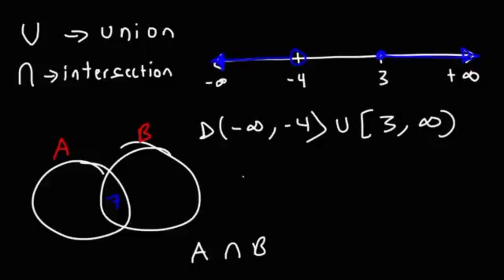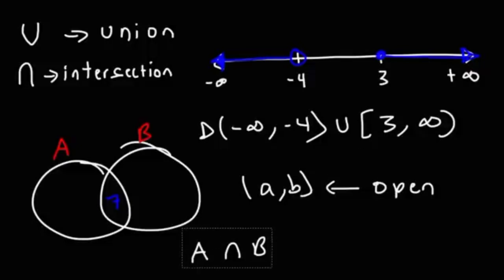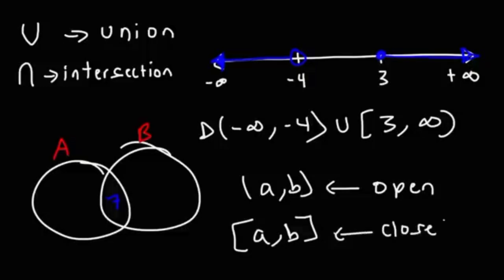Now the next symbol that we need to talk about is this. The interval a to b using parentheses, this is an open interval. Now, using brackets, this interval from a to b, that's a closed interval. So notice what we did with -4. Because we had parentheses, we used an open circle. Whereas for 3, we had a bracket, so we used a closed circle because 3 is on the interval, -4 is not. So that's the difference between an open interval and a closed interval.